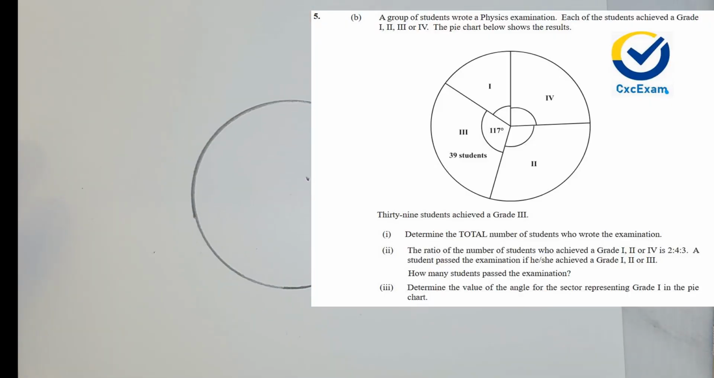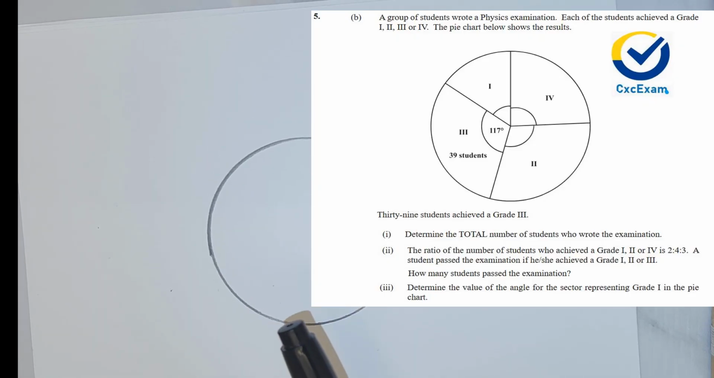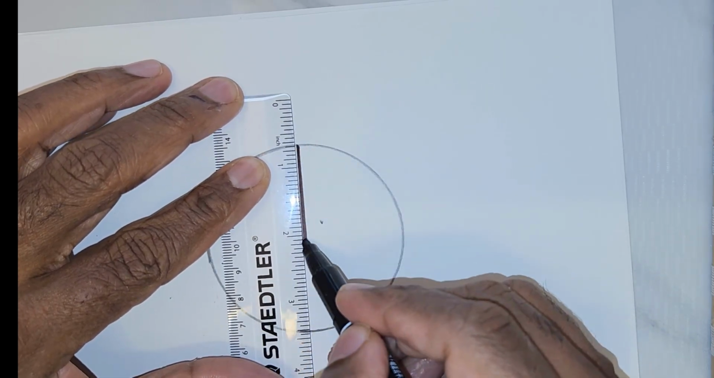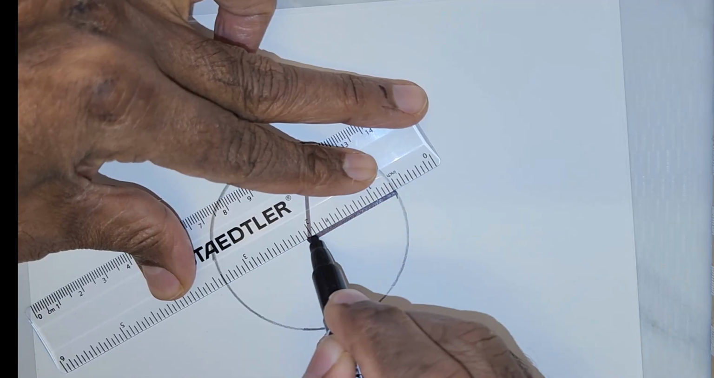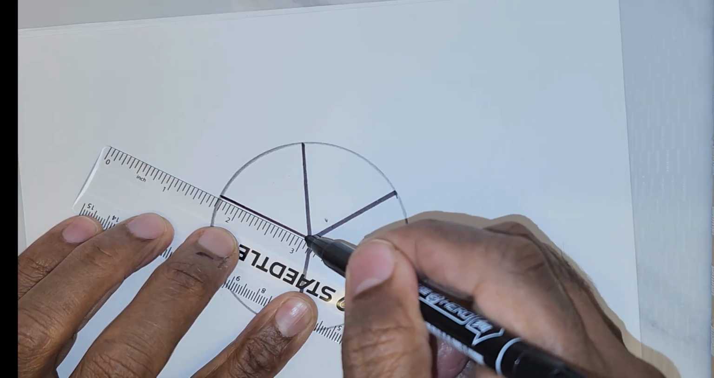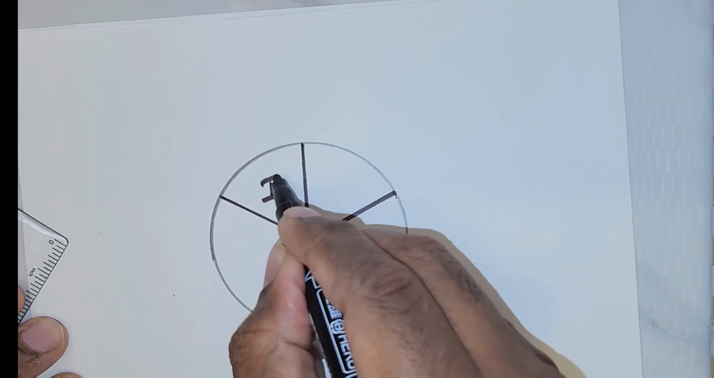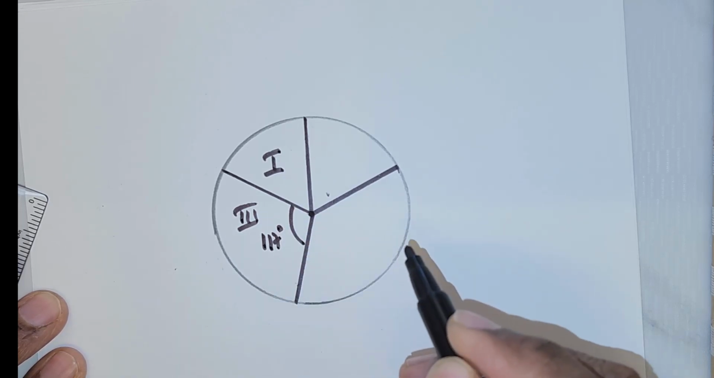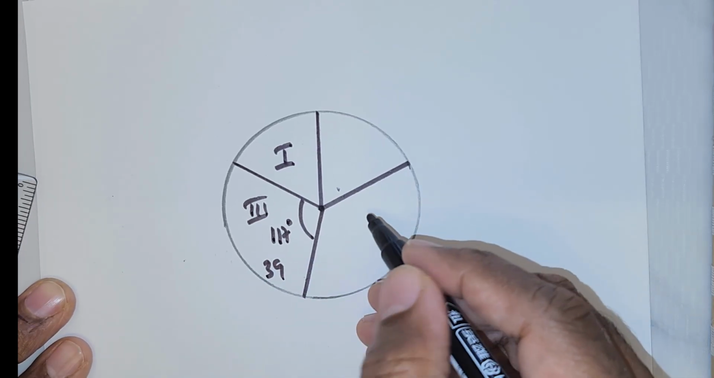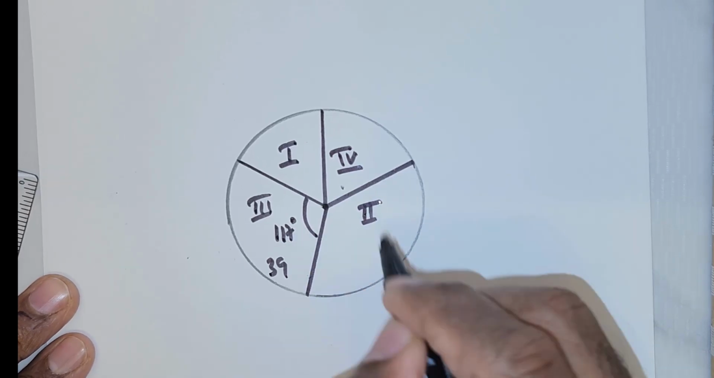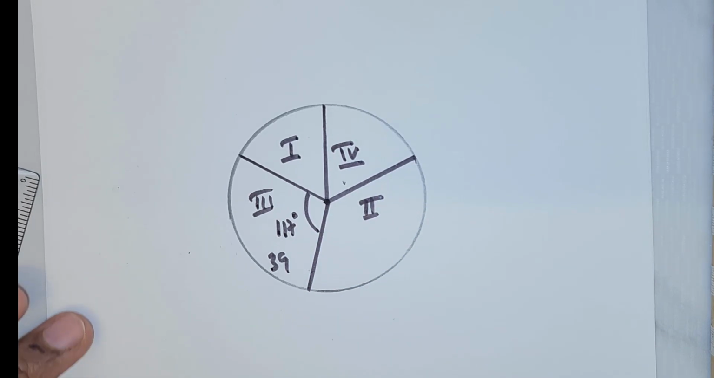Okay, this is the pie. So I need to make the following division. So this is the center, and okay, fair enough. This is grade 1, grade 3 is given. This angle is 117 degrees. And we are given 39 students are in this region. This is grade 4 and grade 2. So each of the divisions are to be found.